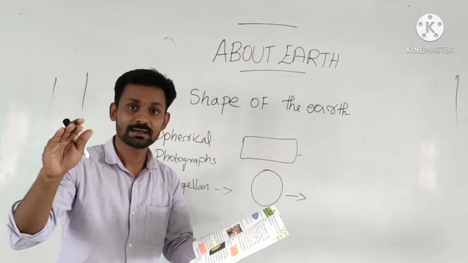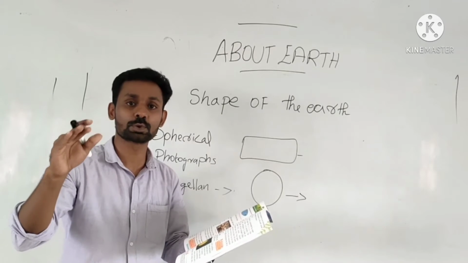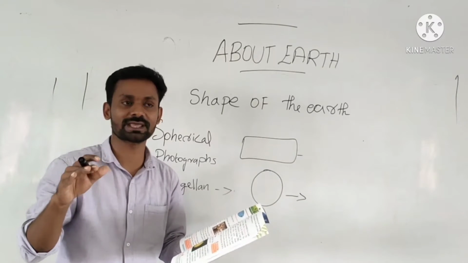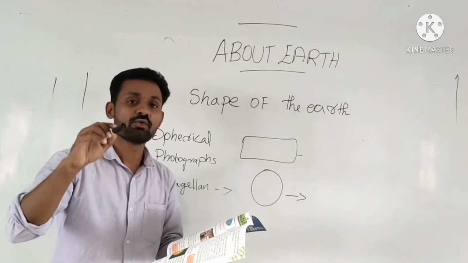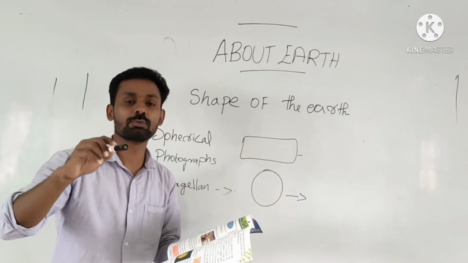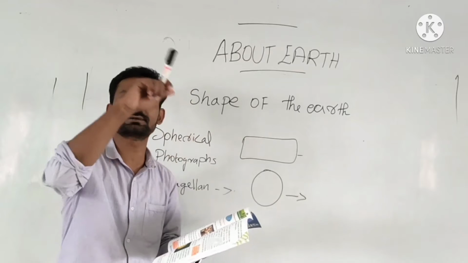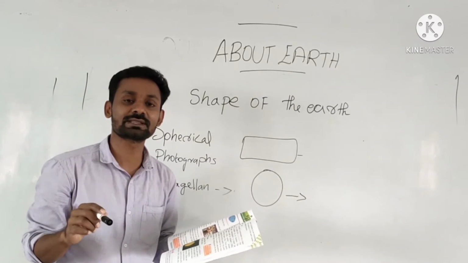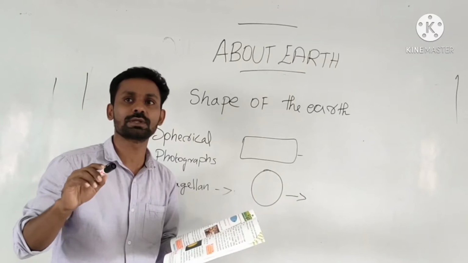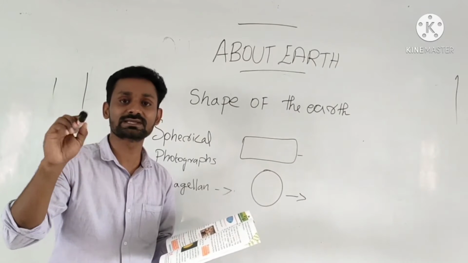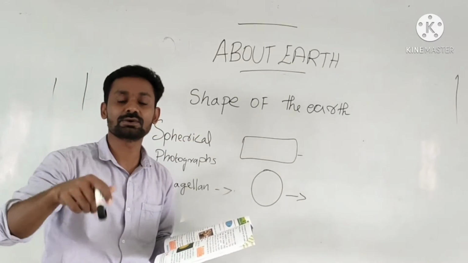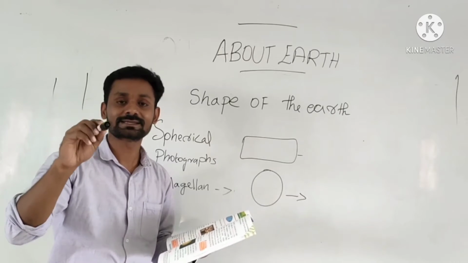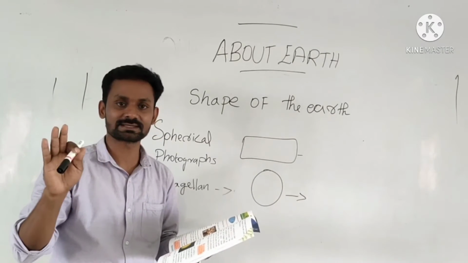Ferdinand Magellan proved that the Earth is round. For that, he traveled from Spain westward. Almost how many kilometers did he travel? He traveled 67,000 kilometers and reached where he started. Thus he proved that the Earth is round, not flat.